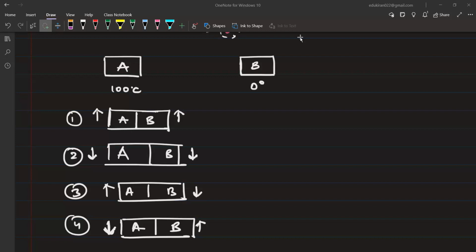Which is hotter? A. Okay, so if you have a hot thing and it comes into contact with a cold thing, what happens to the cold thing? It becomes hot. And what happens to the hot thing? Try to think about it like this. There is a cold thing and you bring some hot thing towards it. What happens to the hot thing? It becomes cold.